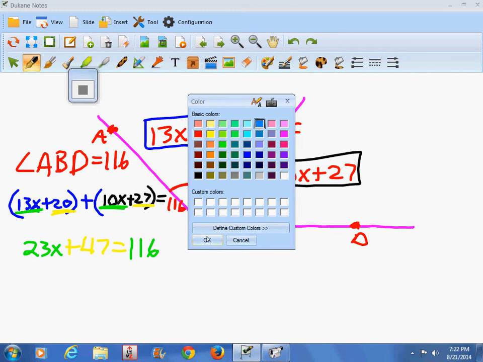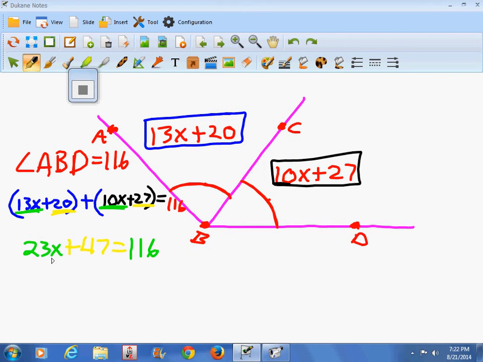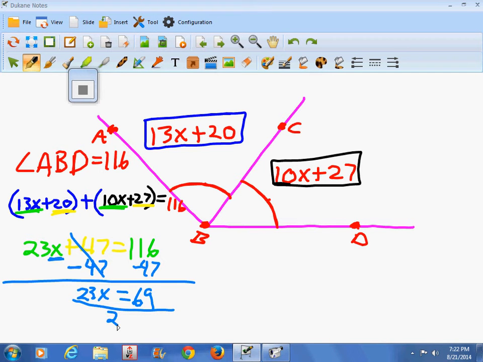Now, if I'm going to solve for this, then I've got to be able to do the algebra of both sides. And so again, big goal of algebra, solve for the variable. Little goal to get there, letters on one side, numbers on the other. So now I take minus 47, that's going to go away. I'm going to subtract this. This gives me 69, and I have 23x. Divide both sides by 23, and I have x is equal to 3.